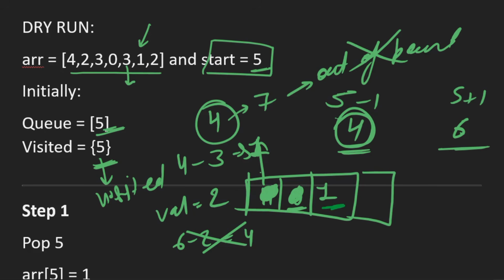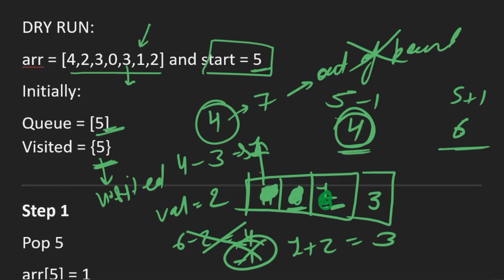Now we have 1, and at 1 we have the value 2. So either we can go to 1 plus 2, which is 3. 3 is not visited and is present in the array, so we push that 3 into the queue. Or we can move to 1 minus 2, which is minus 1, and minus 1 is not present in the array, so we skip it, we won't go there.